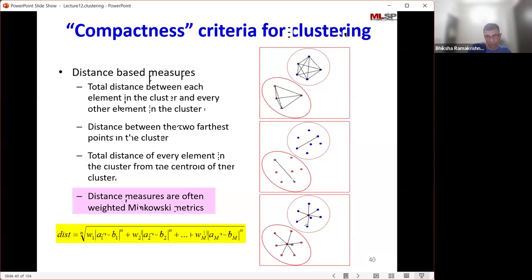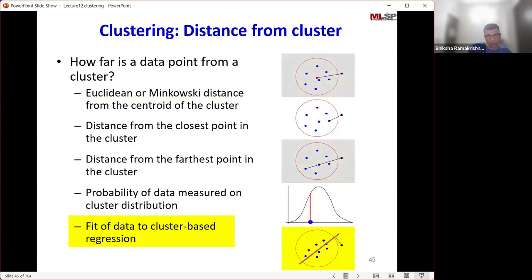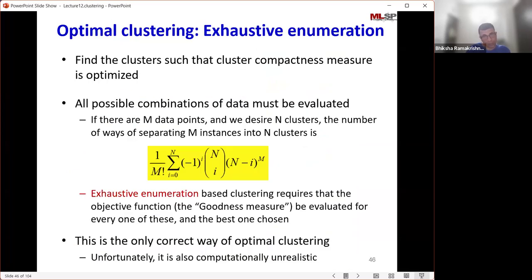Now, for even two clusters, if you have n data points, you have 2 raised to n possible ways of grouping the data into two clusters. More generally, if you have m data points and you want n clusters, the number of ways of separating m data points into n clusters is going to be this crazy formula over here. And so exhaustively enumerating each of these ways of clustering the data so that you can compute the compactness objective and pick the best clustering is simply not going to be feasible.